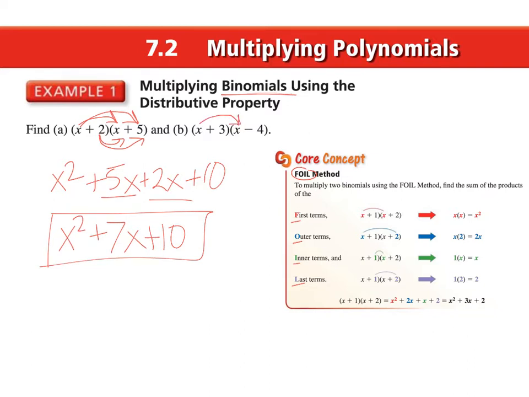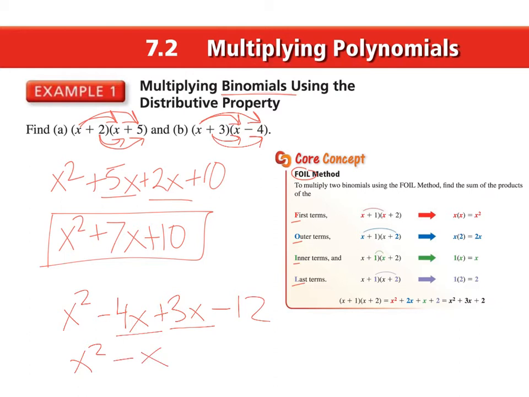First, all right, we have x squared. Then we have negative 4x. Don't forget the negative. Then we have 3x. And then we have negative 12. Combine like terms, and we have x squared minus x, or minus 1x, minus 12. Done. All right, pretty simple stuff once you get the hang of it.